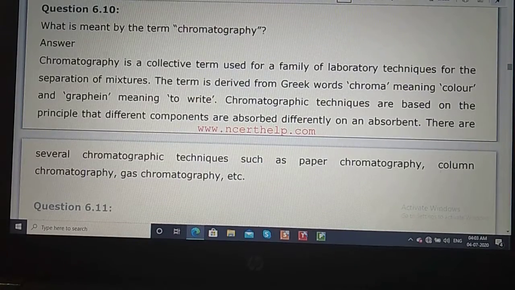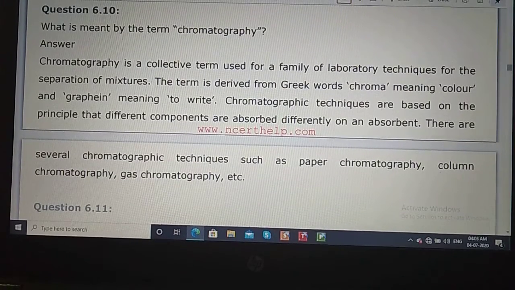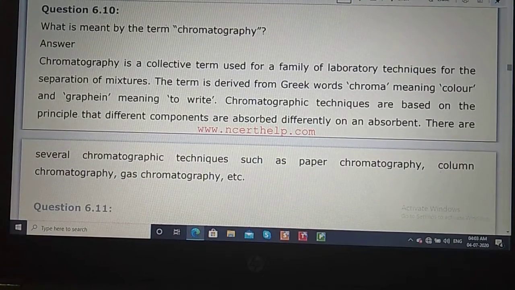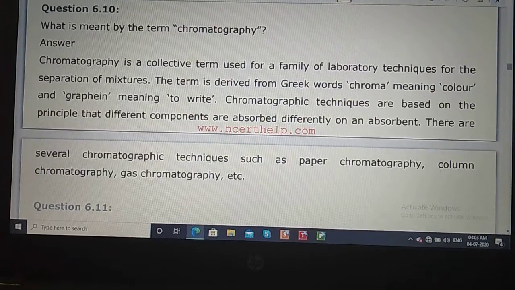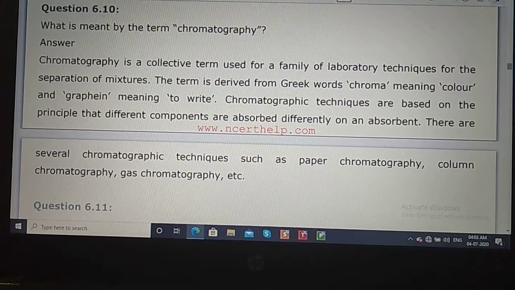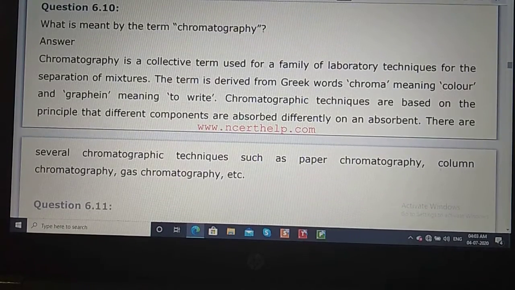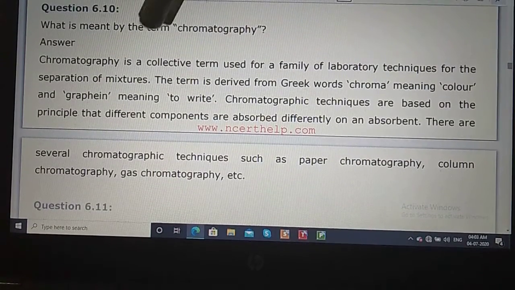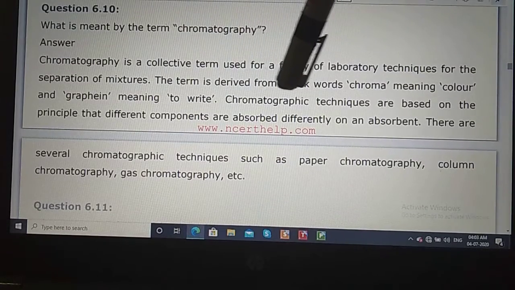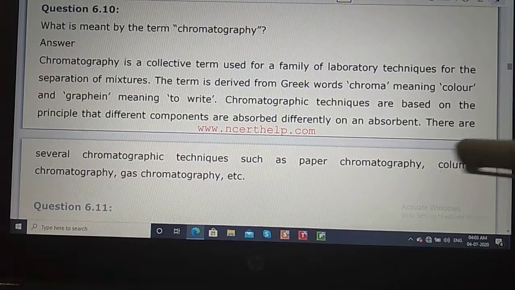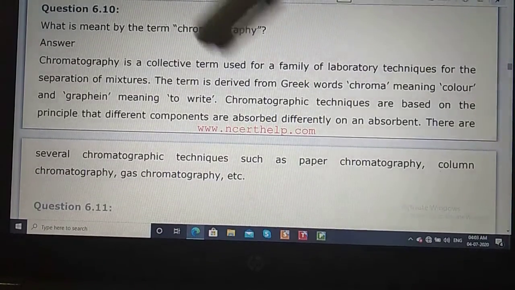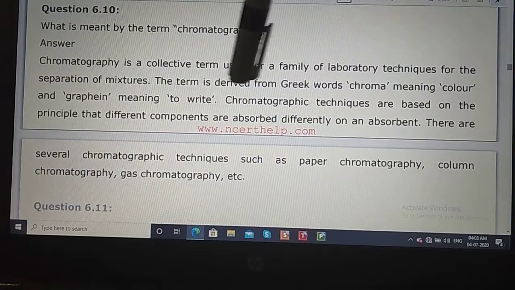Dear student, let us read out the slides. Chromatography is the collective term used for a family of laboratory techniques for the separation of mixtures. The term derives from the Greek words, chroma meaning color and graphein meaning to write.